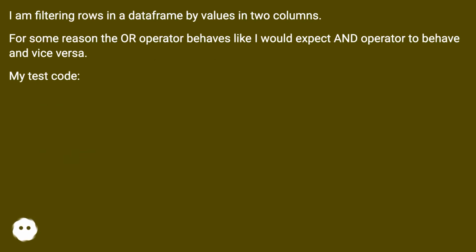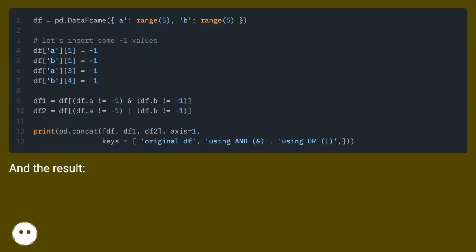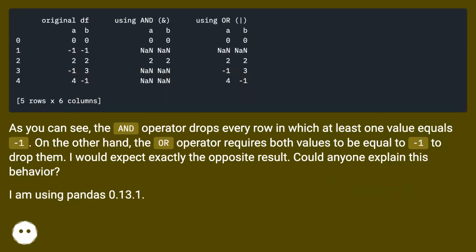My test code. And the result. As you can see, the AND operator drops every row in which at least one value equals -1. On the other hand, the OR operator requires both values to be equal to -1 to drop them. I would expect exactly the opposite result. Could anyone explain this behavior? I am using Pandas 0.13.1.